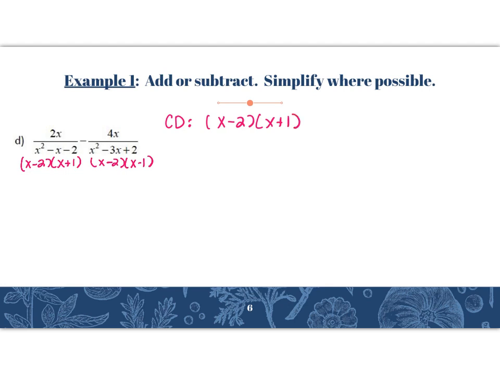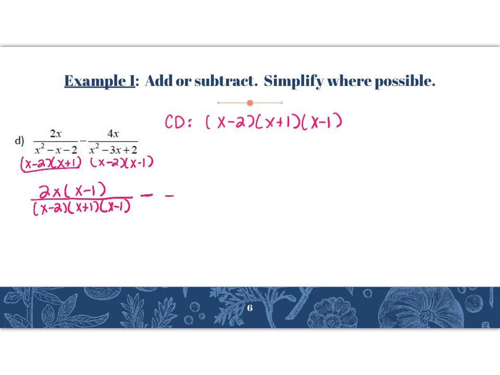Now, what factors do we need in the second fraction? Well, we need a factor of x minus 2. Okay, I've got that. But then I also need a factor of x minus 1, which I don't have. Fantastic, there it is. So now we're going to rewrite this first fraction with the common denominator of x minus 2, x plus 1, x minus 1. And so what did we have to multiply this denominator by to get to the common one? Well, a factor of x minus 1. So we have to multiply the top by a factor of x minus 1.